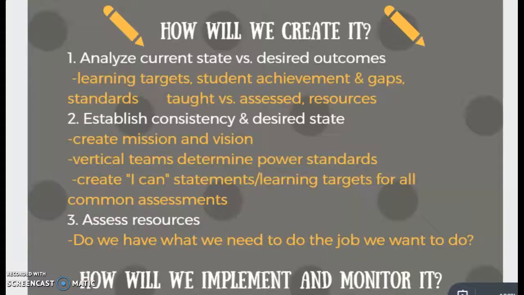We're going to create those I can statements together as a team and learning targets for all of our common assessments. Because we're establishing some consistency between schools within our district, we're going to work towards creating some common assessments and making sure that we're checking in and assessing on the same standards, using the same rubrics, and creating those I can statements.